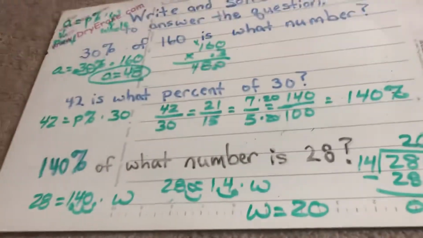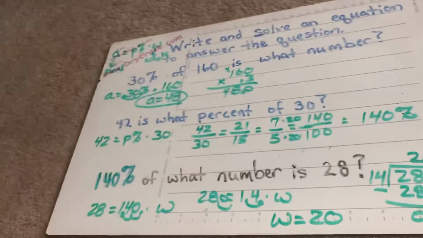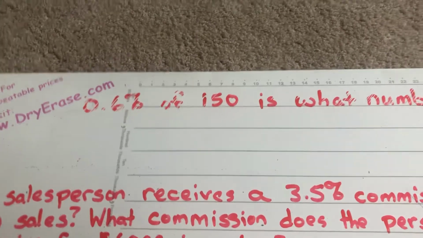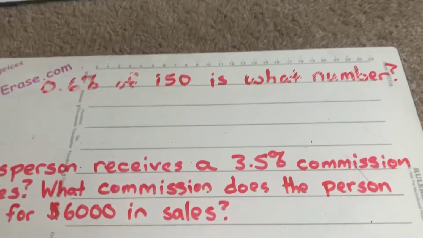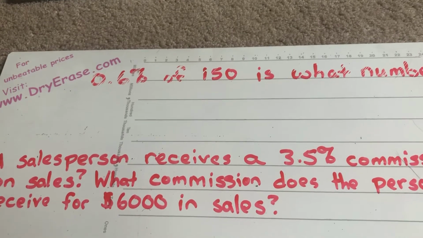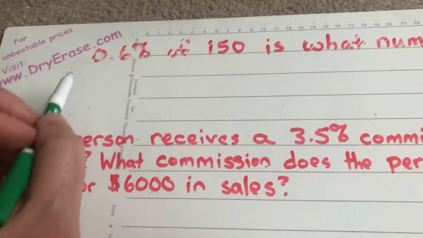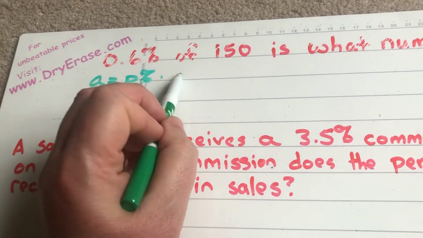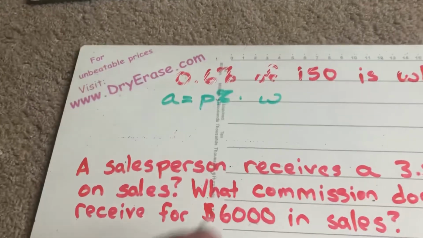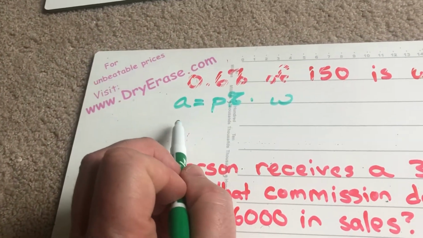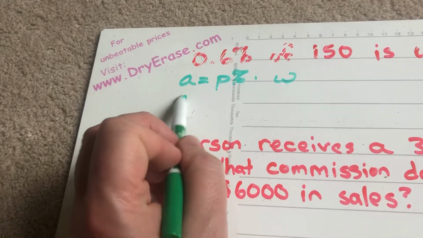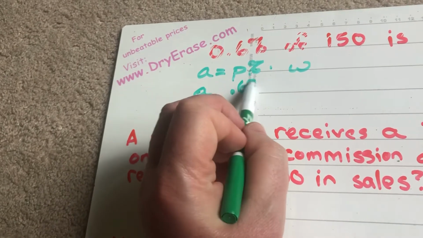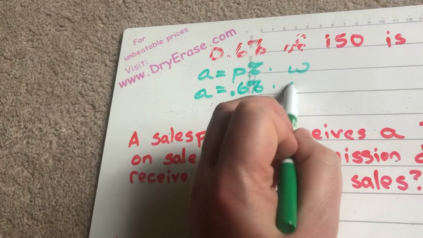All right, let's go ahead and bring in the next board here. Got one more example like this. 0.6% of 150 is what number? So once again, if I have A equals percent times the whole group, I know that I don't know what part of the whole is. Part of the whole is A. I don't know, but I do know that it's 0.6%, and we're multiplying that by W.